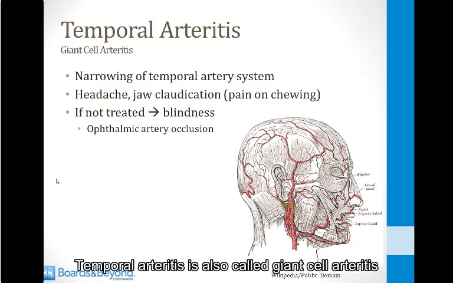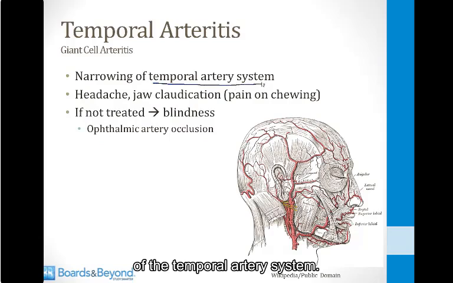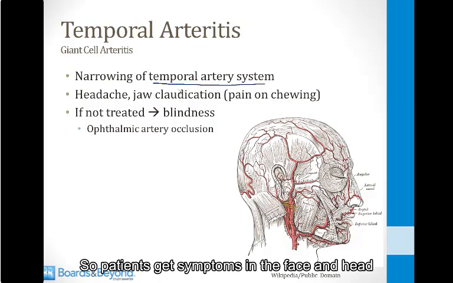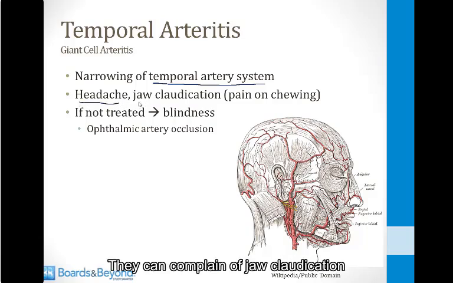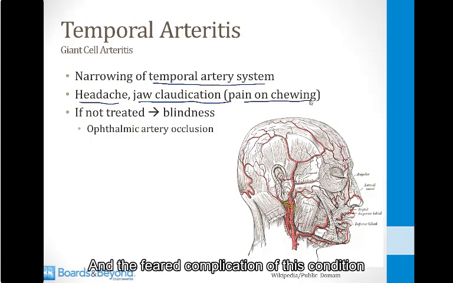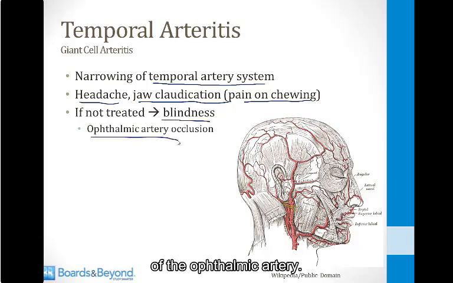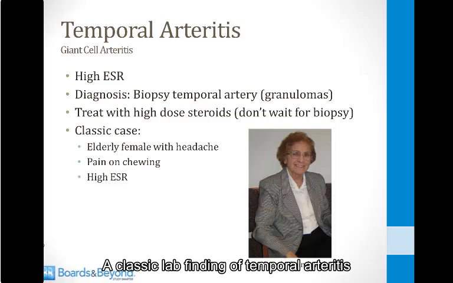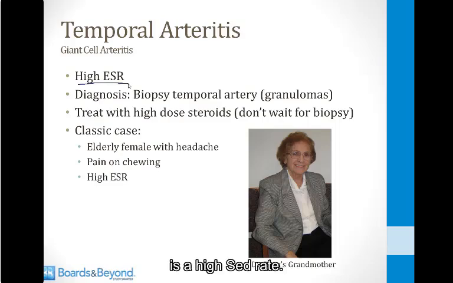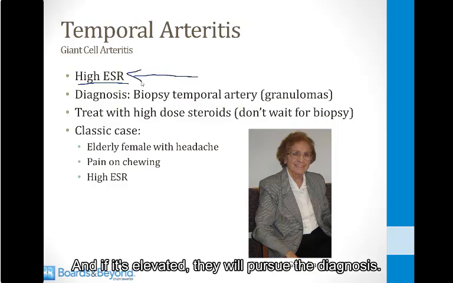Temporal arteritis is also called giant cell arteritis, and this condition involves narrowing of the temporal artery system. So patients get symptoms in the face and head, so they can develop a headache, they can complain of jaw claudication, which is pain on chewing. And the feared complication of this condition is that if it's not treated, it can lead to blindness from occlusion of the ophthalmic artery. A classic lab finding of temporal arteritis is a high sed rate, and many of the symptoms of this condition are nonspecific, like headache. So doctors will often check a sed rate, and if it's normal, they won't worry about temporal arteritis, and if it's elevated, they will pursue the diagnosis.